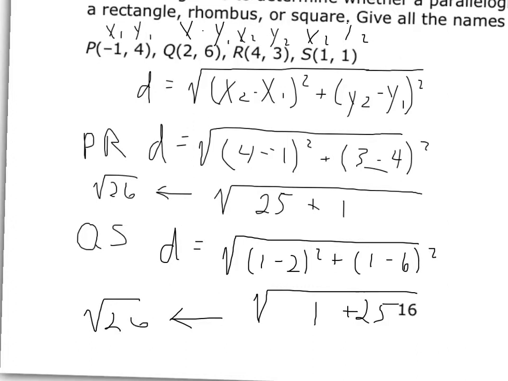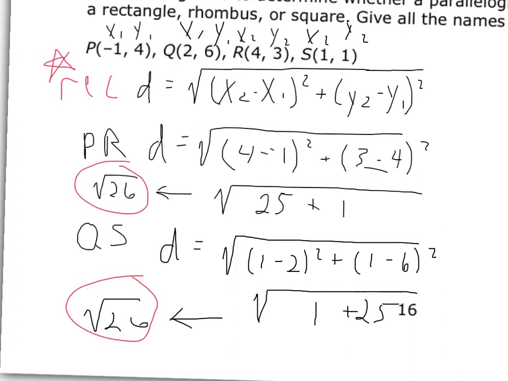Okay, so if you look, QS is square root of 26 and PR is square root of 26. That means that both of these diagonals are the same. So we know that this shape is a rectangle. Okay, so it is a rectangle. Now we're going to check to see if it is a rhombus.